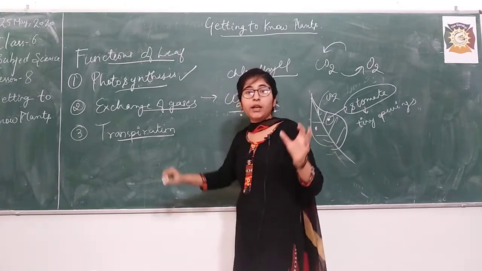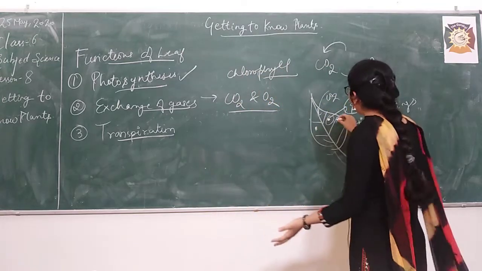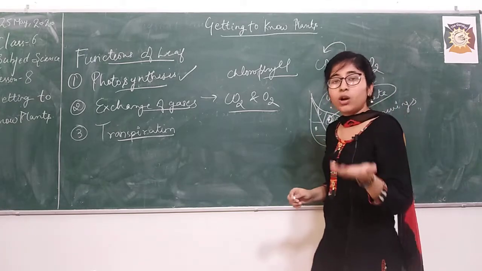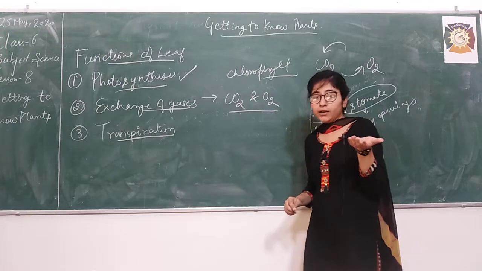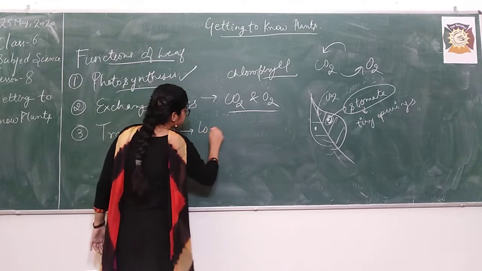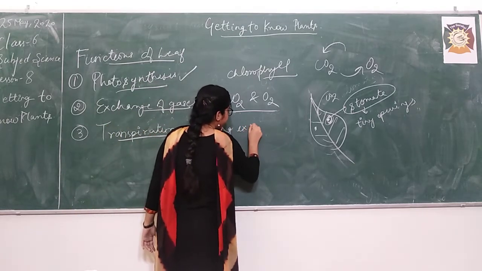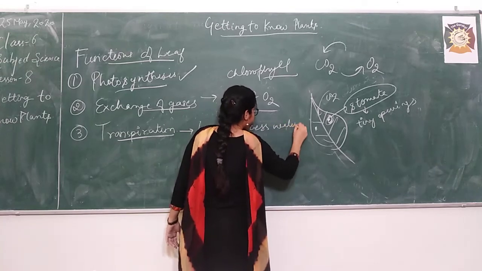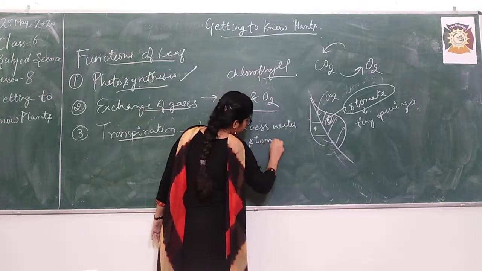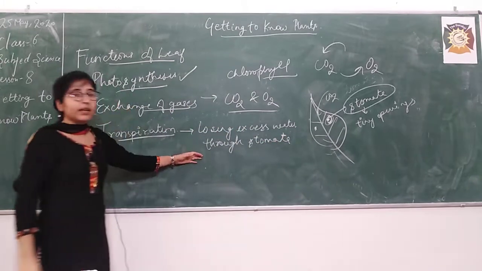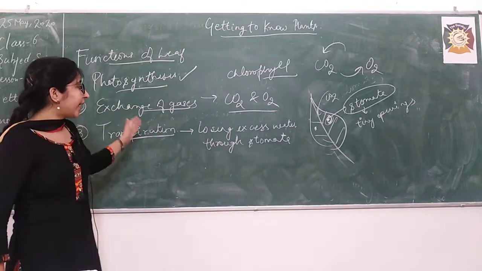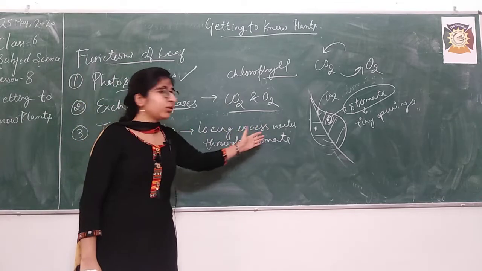Now how does it happen? It happens again through stomata. We have studied that these are tiny openings in the leaf. Stomata allow loss of water from the plant. This process of losing excess water through stomata is known as transpiration. So what do we learn? We learn that leaves allow loss of water through stomata.